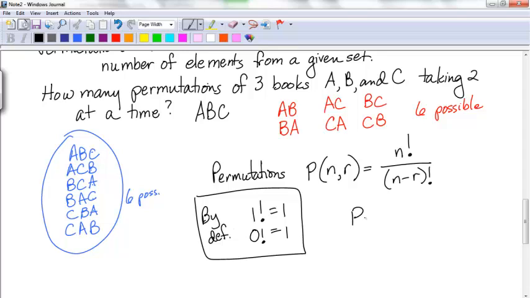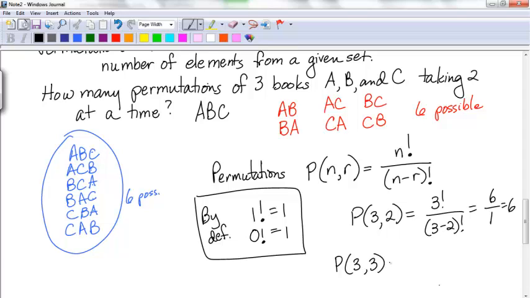So if I go back and do the formula, number of permutations of 3 elements taken 2 at a time, for the books up here, I would say 3 factorial over 3 minus 2, that quantity factorial. So 3 factorial, remember it goes 3 times 2 times 1 would be 6, over 1 factorial, which would just be 1, and I get 6. If I did the number of permutations of 3 books taken 3 at a time, I'd still have 3 factorial, that's my n, and 3 minus 3, that quantity factorial. So I end up with 3 factorial, and 0 factorial is 1, so I still end up with 6.